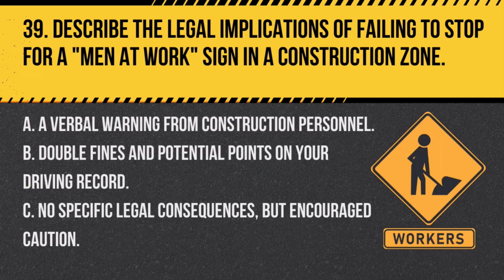Question 39. Describe the legal implications of failing to stop for a men at work sign in a construction zone. A. A verbal warning from construction personnel. B. Double fines and potential points on your driving record. C. No specific legal consequences, but encouraged caution. Answer: B. Double fines and potential points on your driving record. Traffic violations in construction zones carry heavier penalties to ensure worker safety.